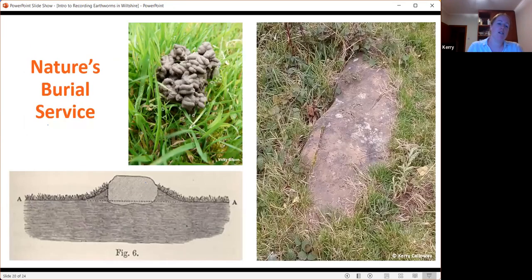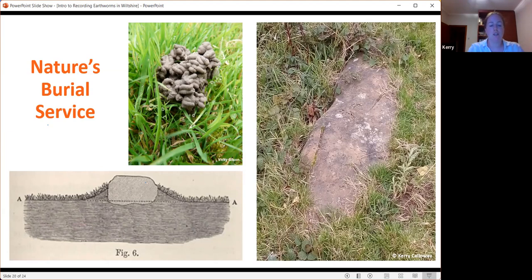And then they also act as nature's burial service. So if you imagine a paving slab on the grass in your garden, if you leave it there for many years, eventually it will become buried under the soil. And that is because of earthworms. So the earthworms are living in the soil under the paving slab. They're feeding on the soil, they're moving around. They come up to the sides to do their poos around the edge.